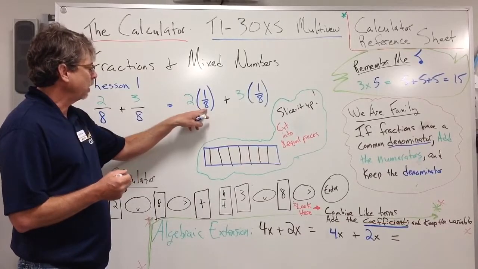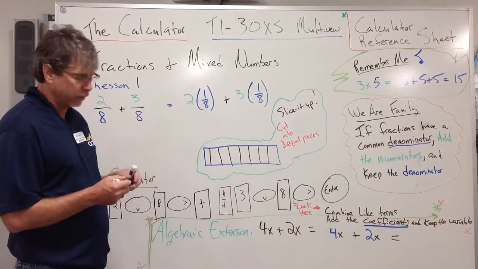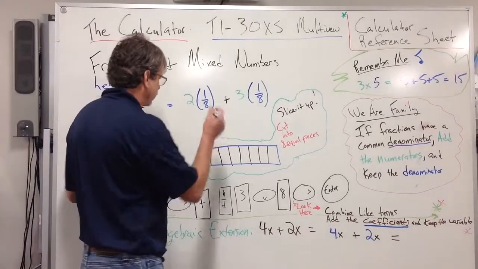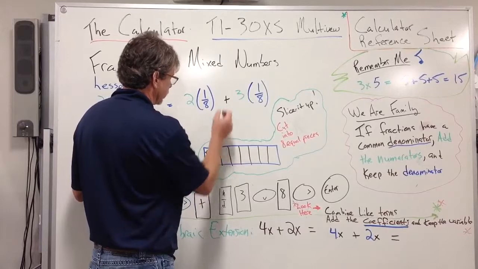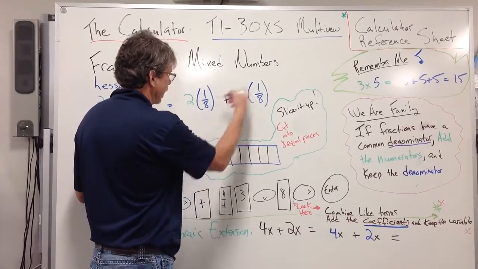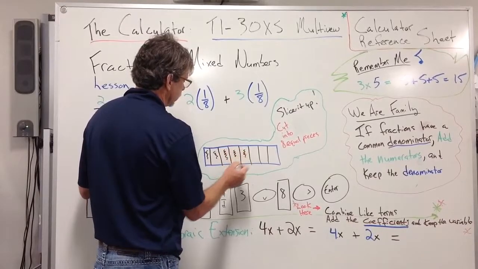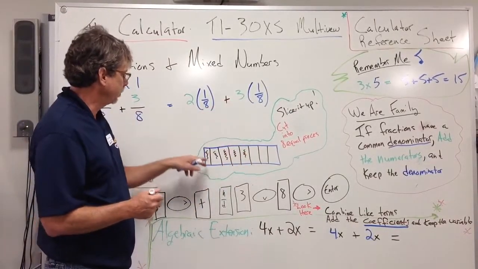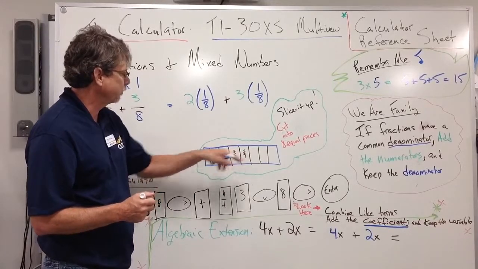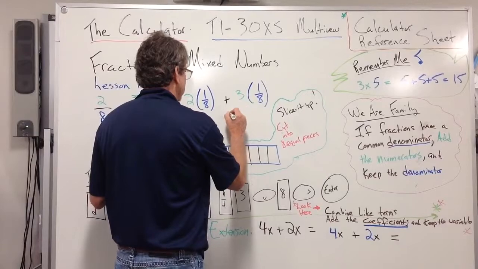So we actually focus on the 8th part first, and then we come back and look at the 2. The 2 says to take 2 of the 8s, and then we take another, because adding means add on to that, take 3 more 8s. So what we see is that 2/8 plus 3/8 is going to be 1, 2, 3, 4, 5, 5/8. So actually this problem would be 5/8.